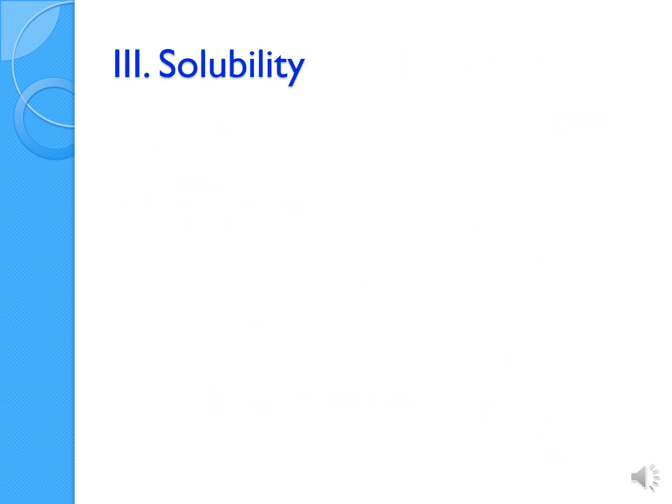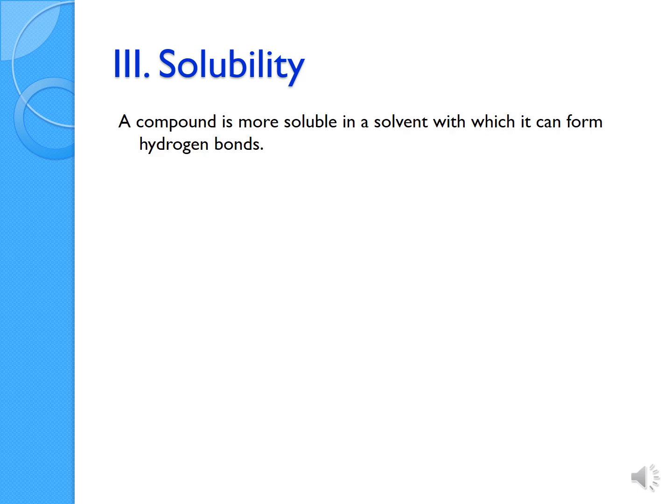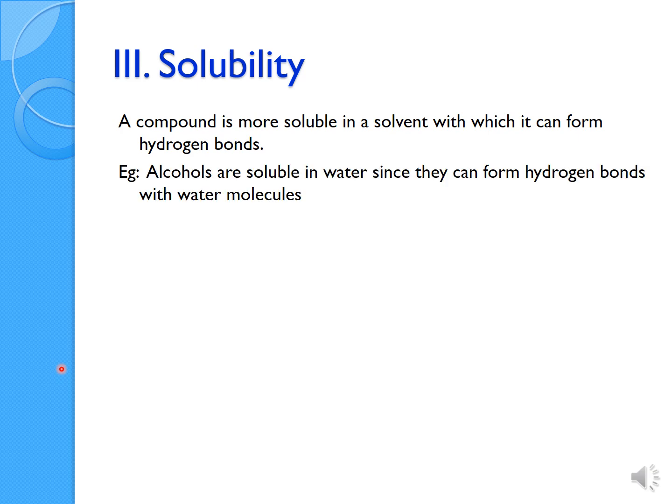Now another effect of hydrogen bonding is the solubility. Hydrogen bonding will affect the solubility of compounds. A compound will be more soluble in a solvent with which it can form hydrogen bonds. We have already seen how hydrogen bond affects the solubility of orthonitrophenol and paranitrophenol. Now let's consider alcohol as an example. Alcohols are more soluble in water because they can form hydrogen bonds with water molecules. We have seen that in the earlier slide.